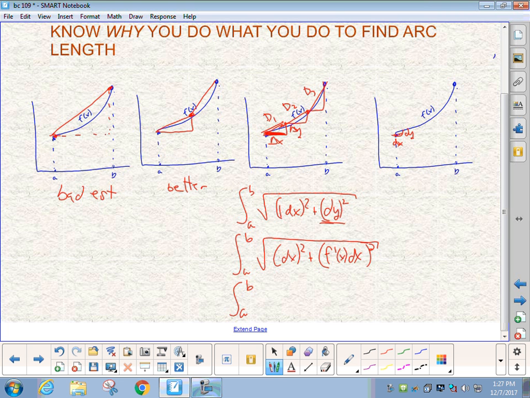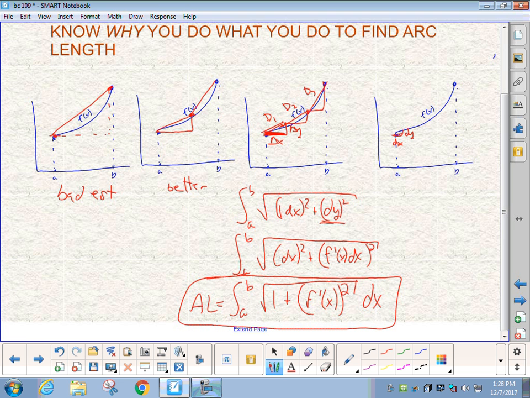Square root of 1 plus f prime. There is a greatest common factor of dx squared, which if you factor out, then square root, it is. Yes. That is how you find arc length. Pythagorean theorem and infinitely many pieces, and then using differentials to replace the dy.